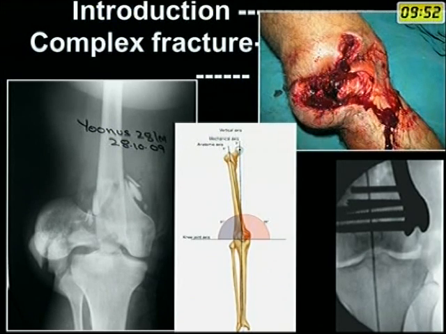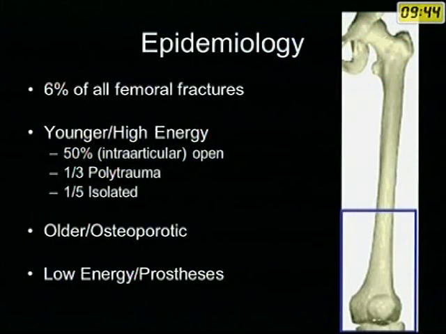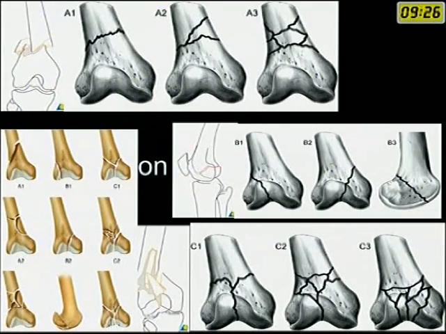As we all know, it's a complex fracture, it's intra-articular, and many a times it could be an open fracture as well. Around 6% of femur fractures are distal end of femur fractures, and majority, around 50%, are intra-articular, and it occurs mainly in young patients, as a part of high velocity injuries. So this all adds to the importance of this fracture.